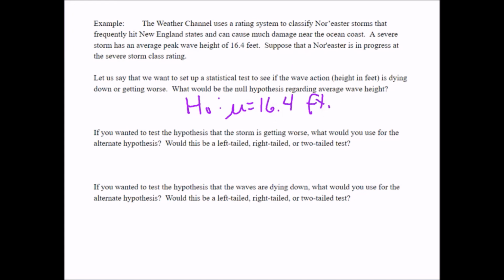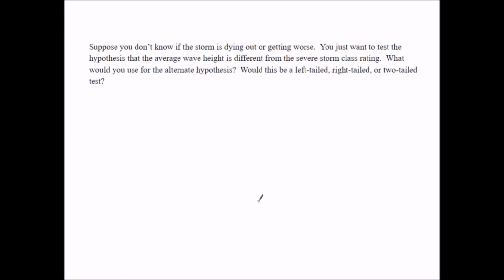If we wanted to test if the storm is getting worse, what would our alternate hypothesis be? Well, if the storm is getting worse, then those waves are getting bigger. So is mu greater than 16.4? What if we wanted to test if it was dying down? Then our alternate hypothesis would be that the average wave height is decreasing, less than 16.4. What if we didn't really care if it was dying out or getting worse, we just want to know if it's changing? Then that's where we would use that the average is not 16.4.